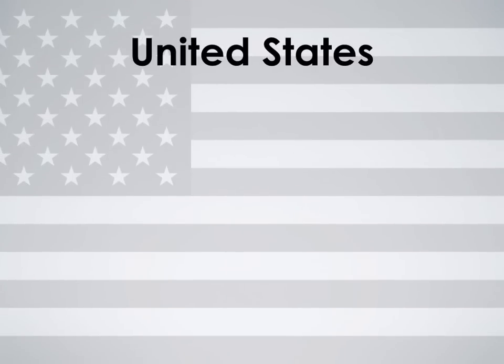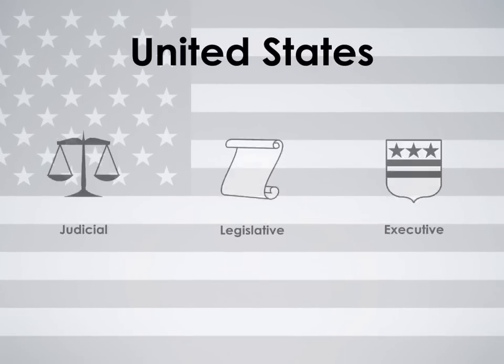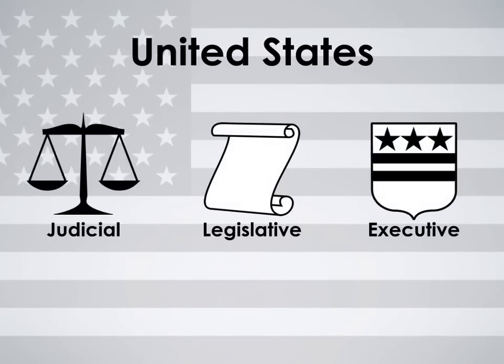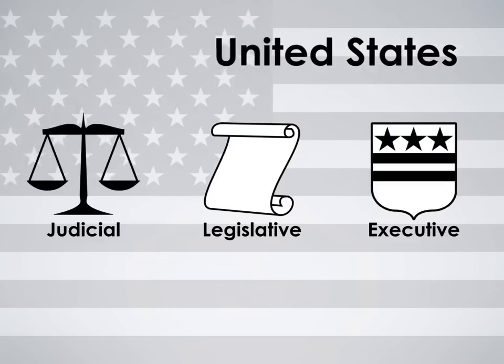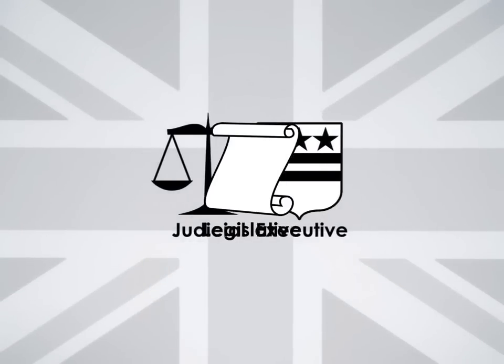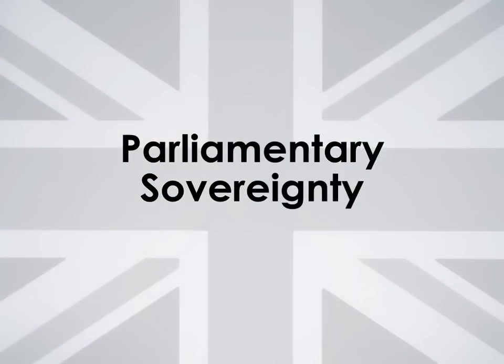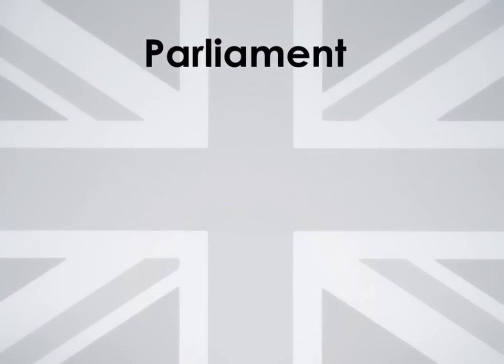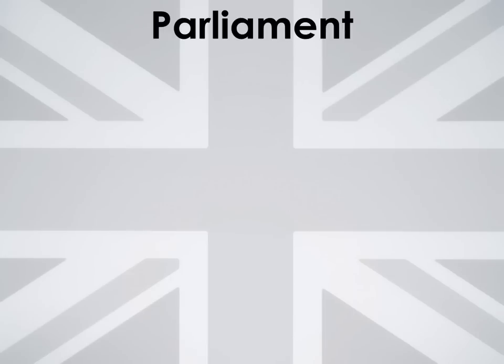In the United States, we're used to governmental power being divided between separate branches under the principle of separation of powers. The UK, however, operates according to the principle of parliamentary sovereignty, which means that all the power of government is vested in Parliament. So if we understand Parliament, we understand the government.